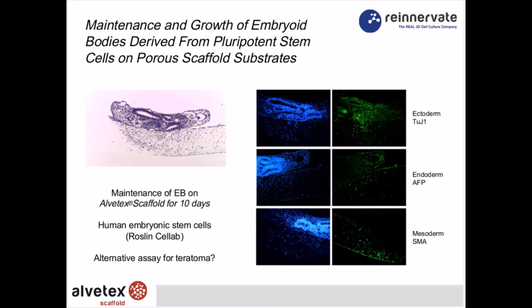You can also use the material to support the growth of tissue materials and other structures such as this embryoid body. So this is an embryoid body derived from human pluripotent stem cells maintained on Alvetex. And we're developing this technology and application as an alternative for teratoma assay, where we can take these structures, we can then stain them for the markers of the 3 germ layers, and we can detect all 3, and we can then perhaps use that as an alternative to growing cells in an animal.